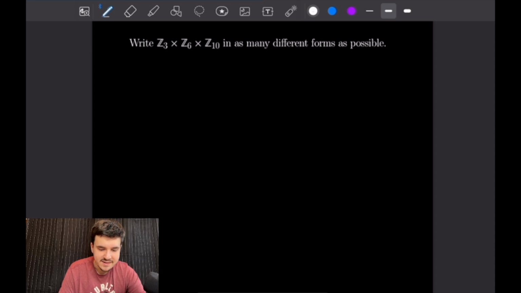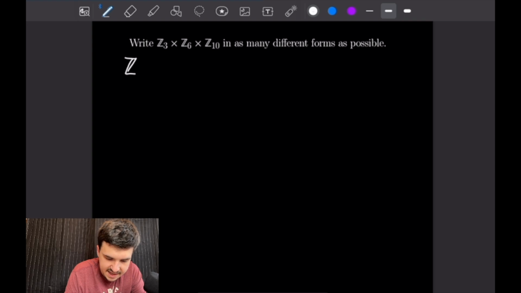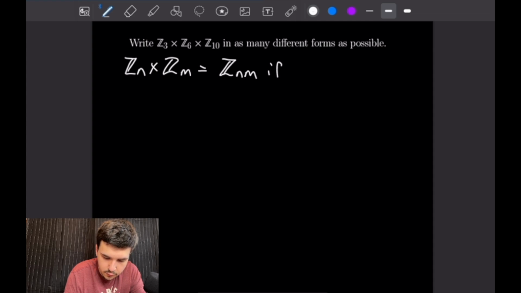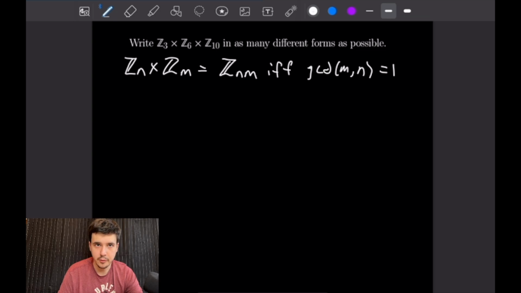For this one, we want to write Z3 cross Z6 cross Z10 in as many different forms as possible. I want you to recall the following result from the lecture video, and that is that we can combine a Zn cross Zm into a Z_nm if and only if the GCD of m and n is equal to 1. That is to say that they are relatively prime. So basically what we're going to do is write as many combinations of this as possible by combining different relatively prime elements of Z3 cross Z6 cross Z10.